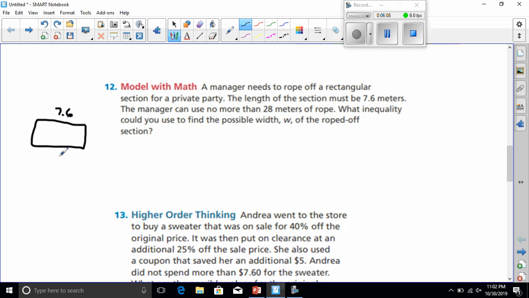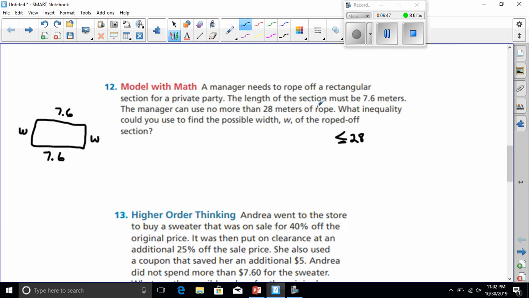Well, if this side is 7.6, then this side must be 7.6. And we don't know what the width is, so we'll leave these as W, standing for the width, because whatever this is, this one will be the same. Now it says you can use no more than 28 meters of rope, so that means everything has to equal 28. But what we have to realize, it says no more than, so it can't be more than 28, but it could also be less than 28.